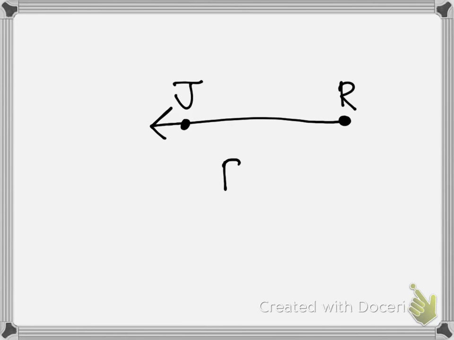Next, let's draw a ray. So a ray has one endpoint, and it travels in one direction forever. So let's say this is our ray, and we're going to label it ray RJ. So this is going to be a little tricky. So we want to label it RJ because that's the way it goes. So we're going to put it like that. Perfect.